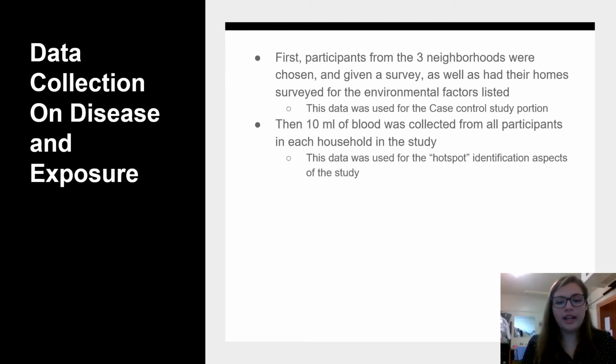The way they collected their data was first by identifying households in the neighborhoods to survey. They started with the survey to all of the household members and then supplemented that with a survey done by the researchers of the environmental factors surrounding their homes. This was used to minimize any survey bias in their data. In addition, they did a blood test on all the participants in each household in order to identify the seroprevalence and later map the hotspots used to do their case control study.